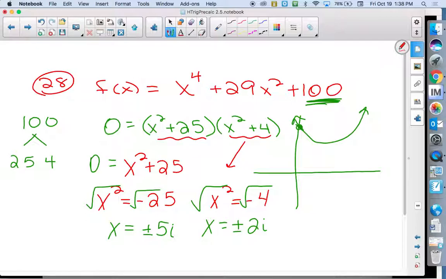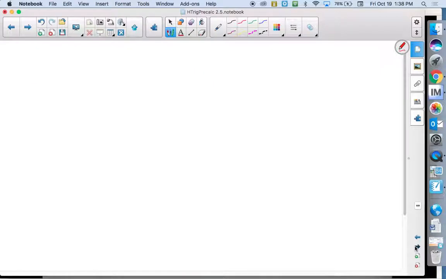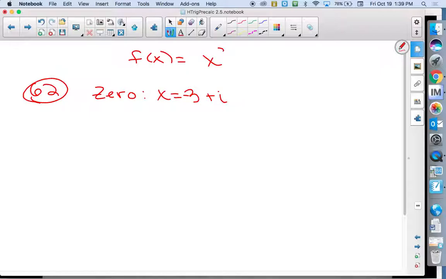So then, Brendan, did you have a question? No. If you look at 62, 62 was a little different because the directions wanted you to use the 0 that they gave you. So it tells you you have a 0 at, I think it's negative 3 plus i. And the original function we're dealing with is 4x cubed, 23x squared, 34x minus 10.